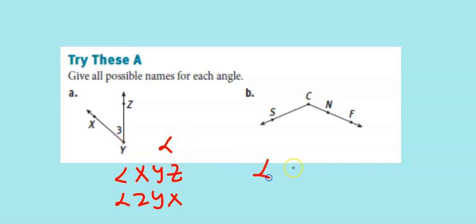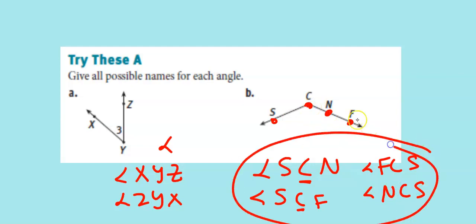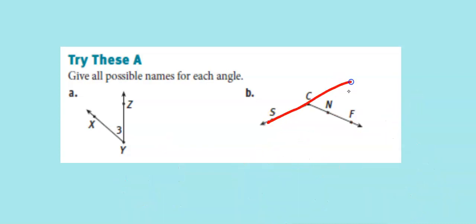Letter B, angle SCN. The vertex has to be in the middle. Angle SCF. Or you could go the other direction first. You could start with F, then C, then S, or NCS. So there's 4 different ways to name this angle. Technically, angle C would work also. The only time it wouldn't work is if you had a picture like this. There's a lot of angle C's here, so you would have to pick 3 letters.